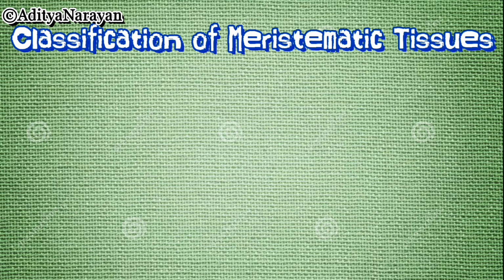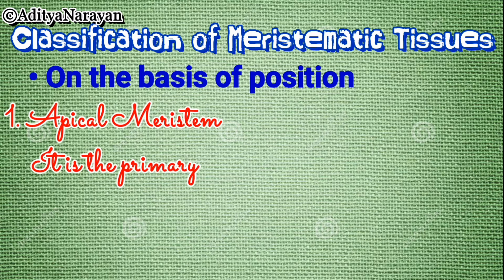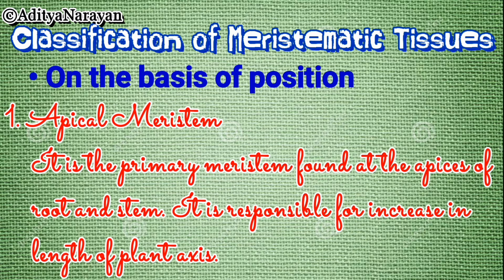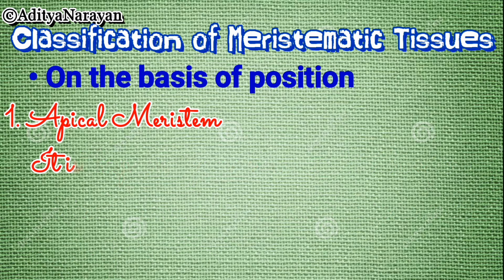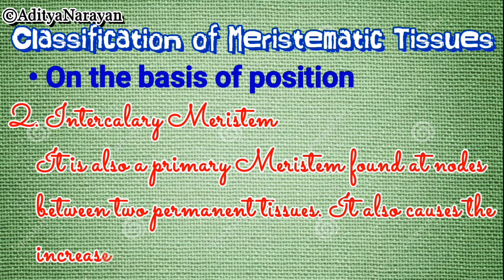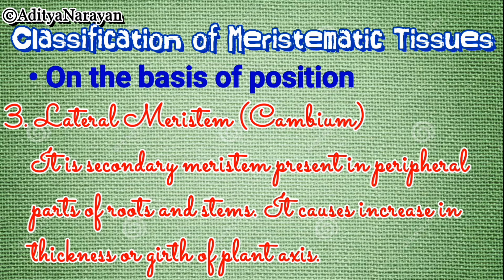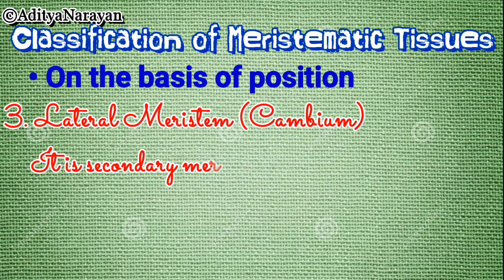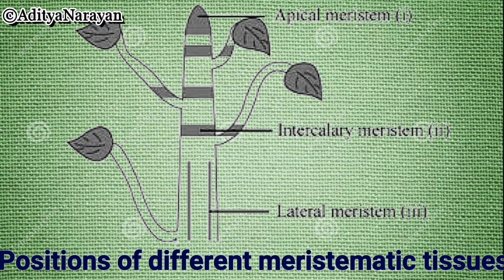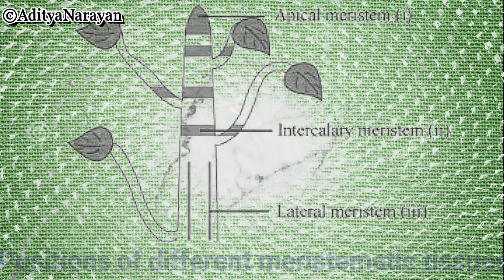Again, on the basis of position, meristems are divided into three types. First, apical meristem, which is the primary meristem found at the axis of root and stem. Second, intercalary meristem. It is also primary meristem found at the nodes between two permanent tissues. And third, lateral meristem. It is the secondary meristem present in peripheral parts of roots and stem. Here are the positions of different meristematic tissues in plants.